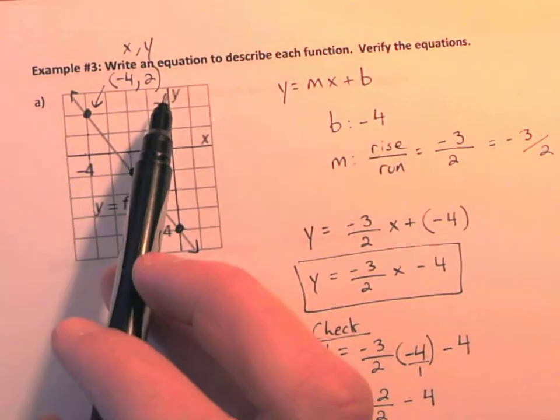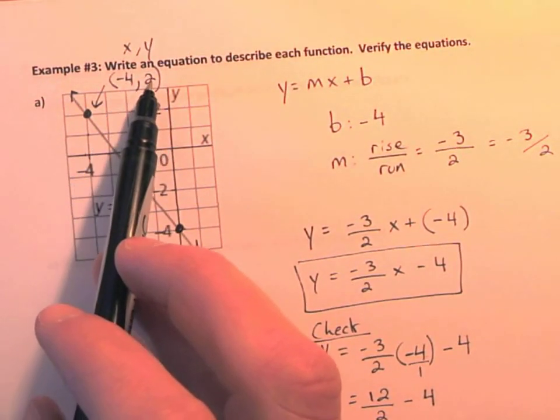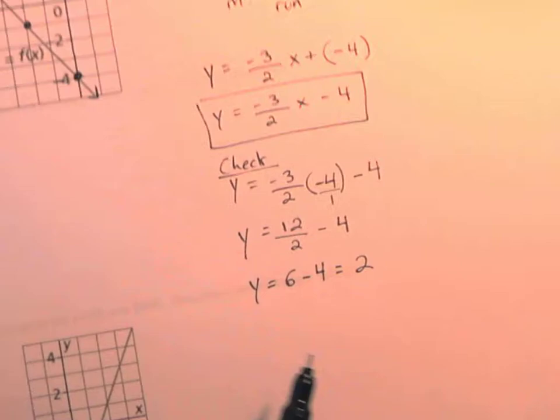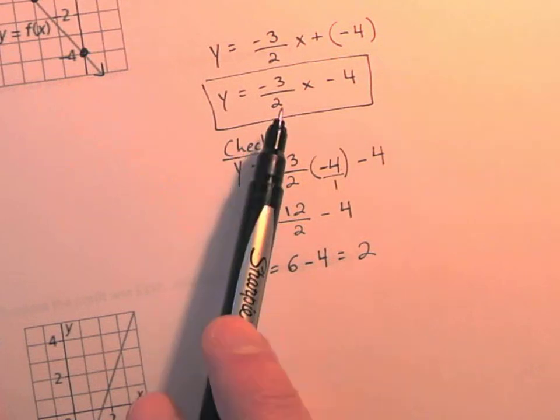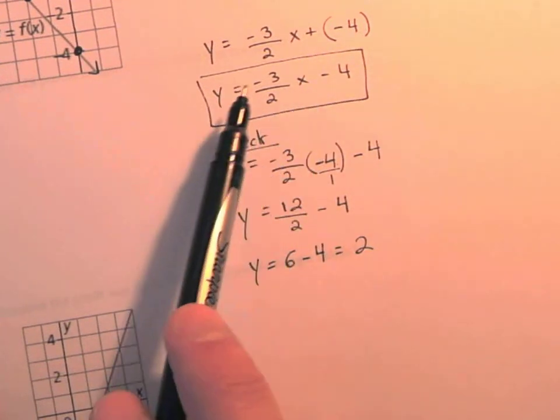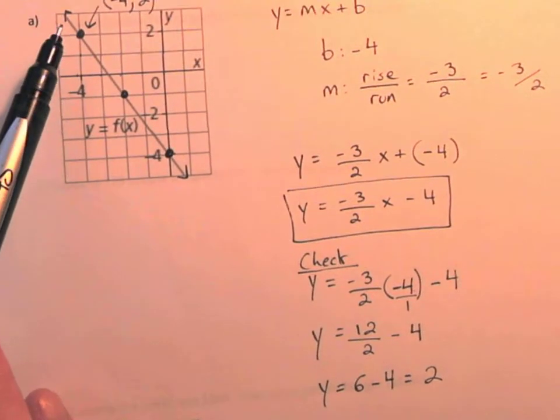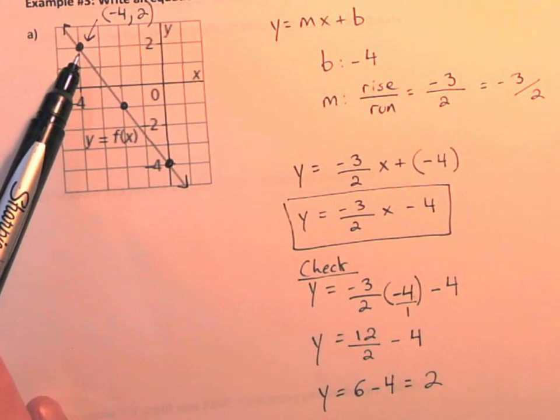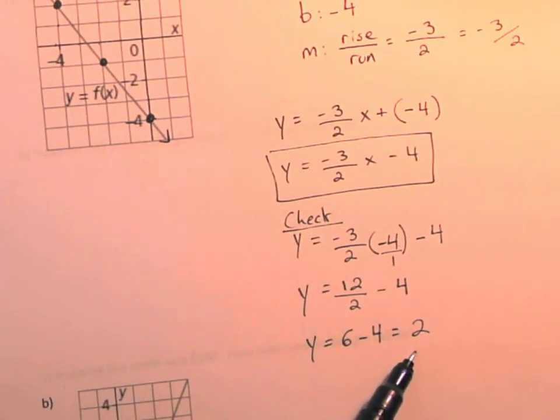Let's see if that's true. When it's -4, it ends up being 2. It does work out. So we just did a quick check to see that our equation is actually true, because we plugged in a random point from our line, and we found out that it checks out, that the y value for that x value is 2.